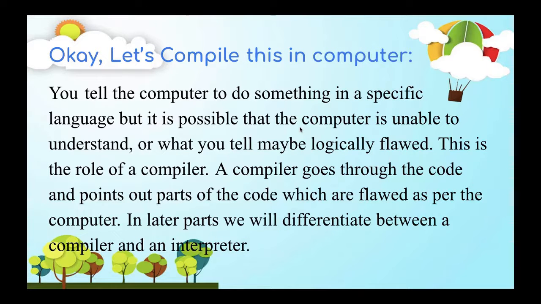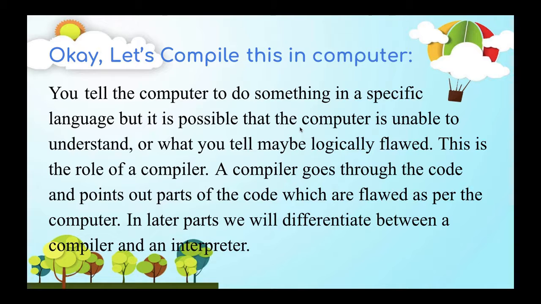Now I have shown you the code in the computer. So let's repeat again what exactly happens when we compile a code. You tell the computer to do something in a specific language. Let's say Hindi. In Hindi, I will tell you कि खाना लेके आओ. That would mean that you will bring food to me, right? So in the same way, we are telling something to the computer, but it is quite possible that what we are telling the computer is unable to understand, or there is a logical flaw in what we are saying.